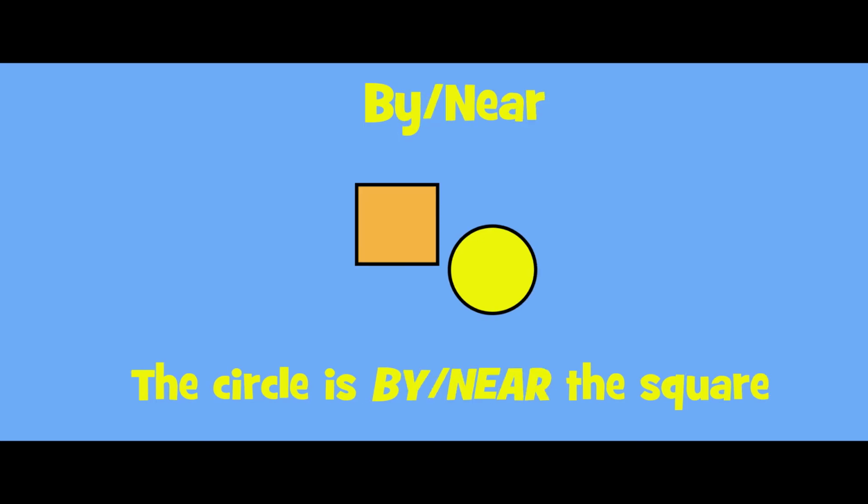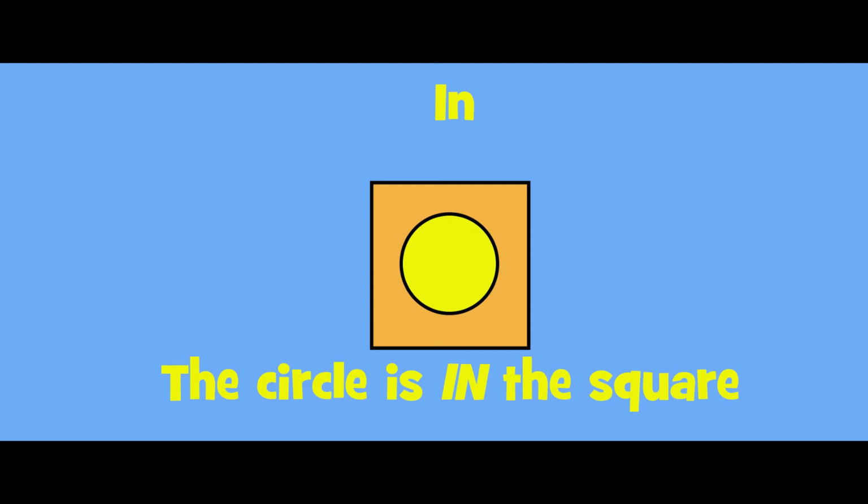In the next one we have by or near. These words are interchangeable, so you could say the circle is by the square or the circle is near the square. That just means that it's close to the square. So you are by whoever you're watching this video with. Then we have an easy one, in. The circle is in the square. It's in the square because it's not outside the square, so anything that is not outside is in. Like, for example, my teeth are in my mouth, or my tongue is in my mouth.